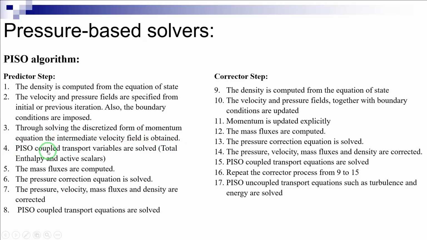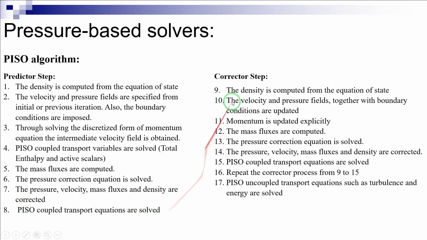PISO coupled transport variables are solved: total enthalpy and active scalars. The mass fluxes are computed. The pressure correction equation is solved. The pressure, velocity, mass fluxes and density are corrected. PISO coupled transport equations are solved.